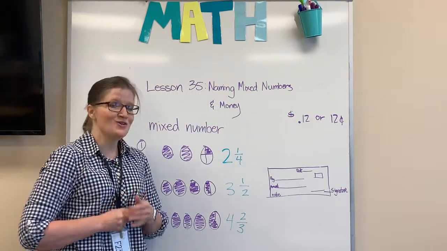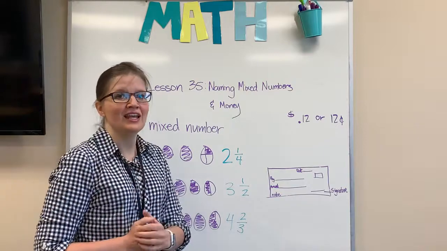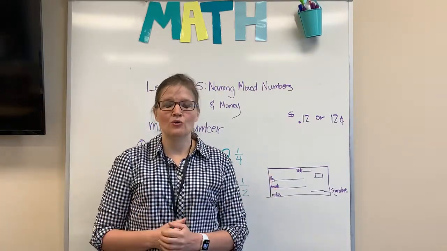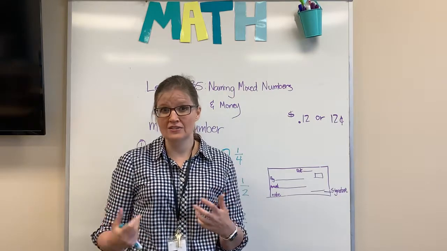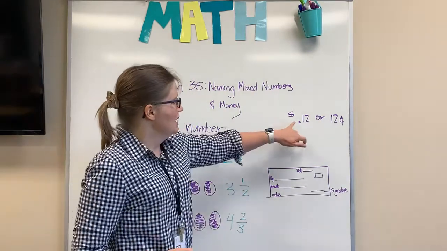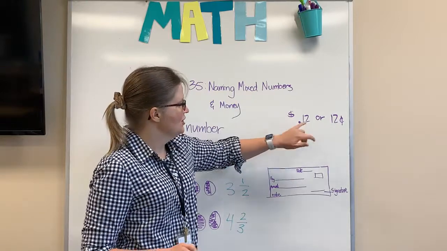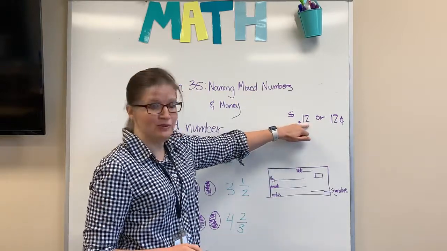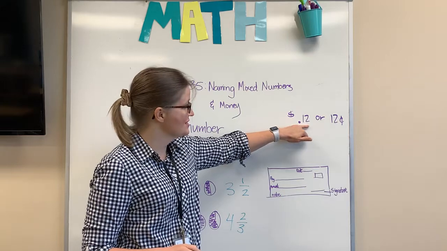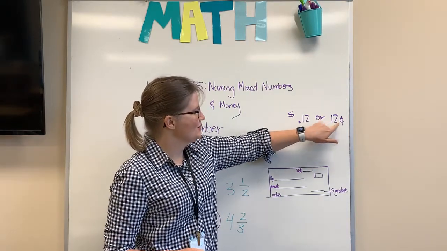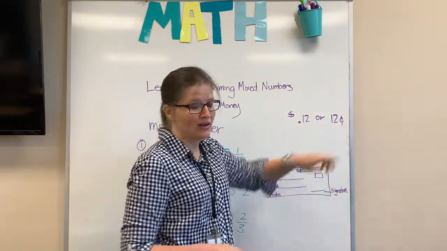Another thing that you need to know in this lesson is how we show when we have dollars and cents. There are 2 different ways. We can first do a decimal point, and this would be considered 12 cents, or we can do 12 with the little cent mark.